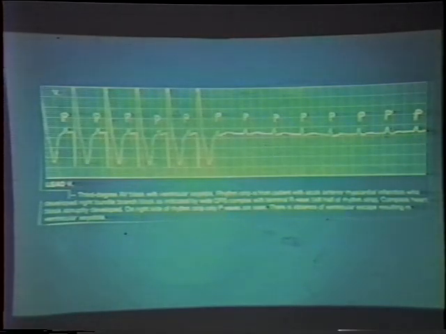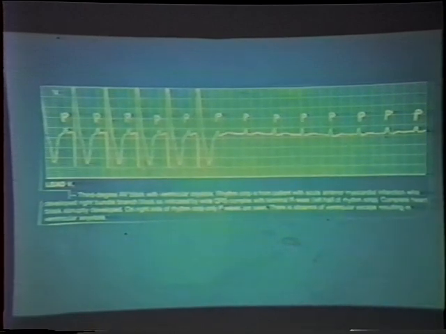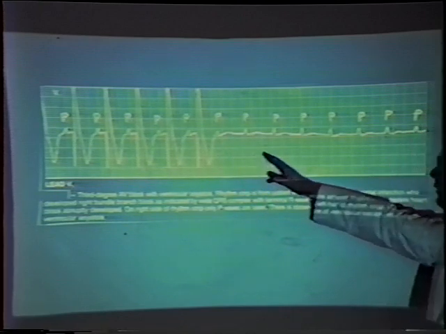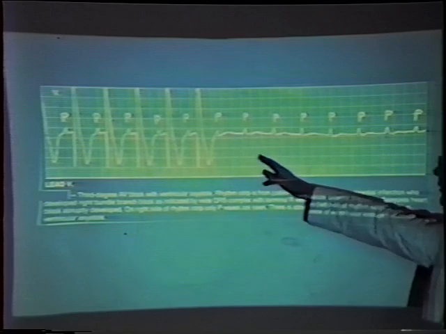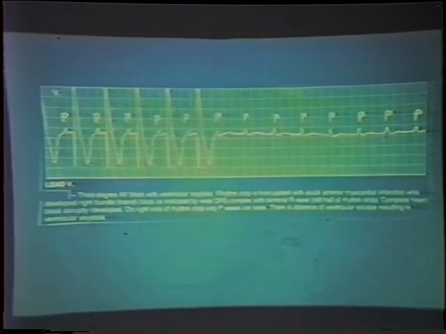Again, we have third degree heart block, and all we have is P waves across the screen. So this is very high grade third degree heart block, complete heart block again. Only problem here is that the node didn't come in to escape, and the ventricle didn't escape. Nothing escapes. All we had was P waves. Everything stopped.